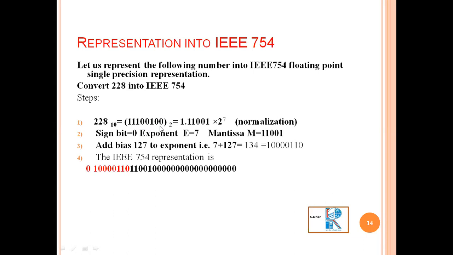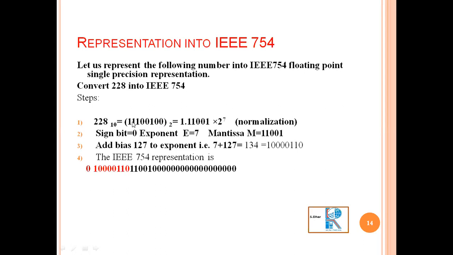This is the binary. I have written here 2. That means the base is 2. Clear? So this number we have to represent as a normalized floating point number. To represent this number as a normalized floating point number, see, the point is here. We have to move it to the left. 1, 2, 3, 4, 5, 6, 7.